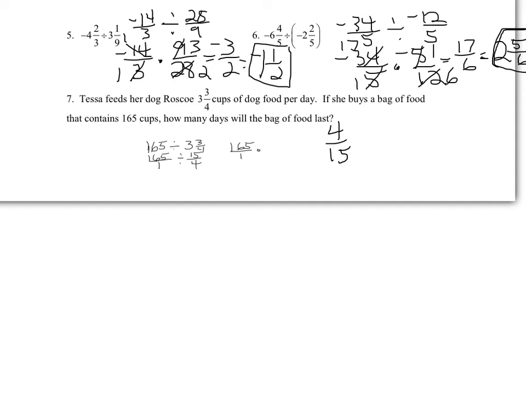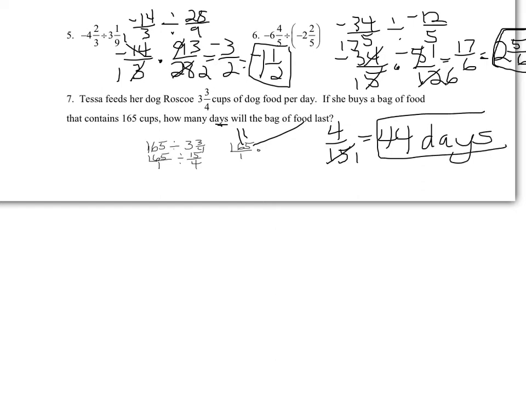Okay, so then we can do some cross dividing here. 15 actually does go evenly into 165. 15 divided by 15 is 1. 165 divided by 15 is 11. So we can do 11 times 4, which is 44. And it said how many days, so we're finding that the bag of food would last 44 days for Tessa.